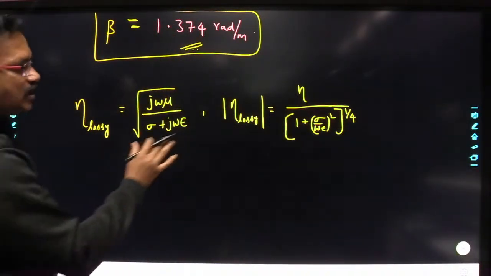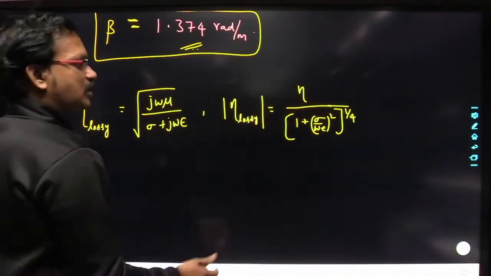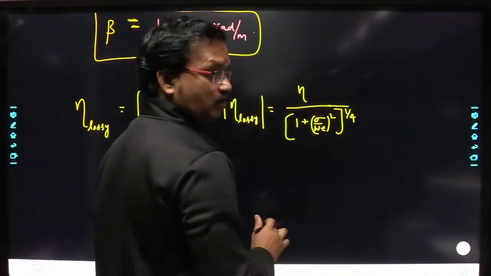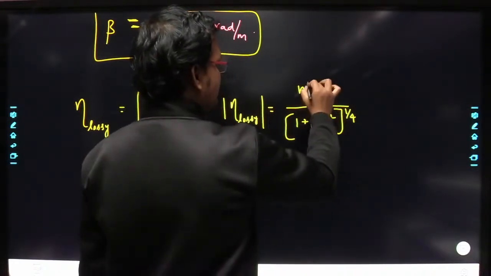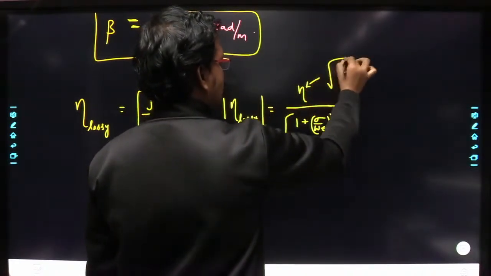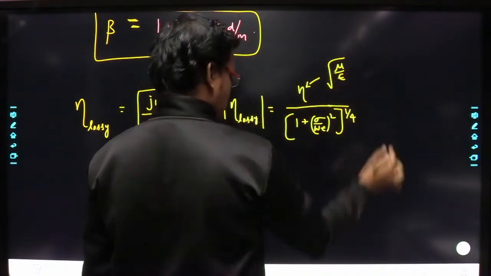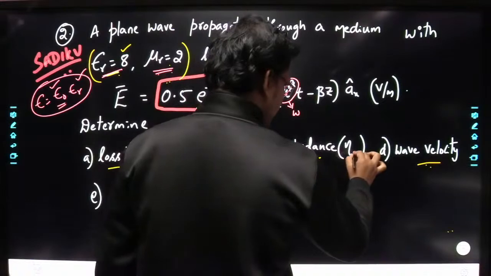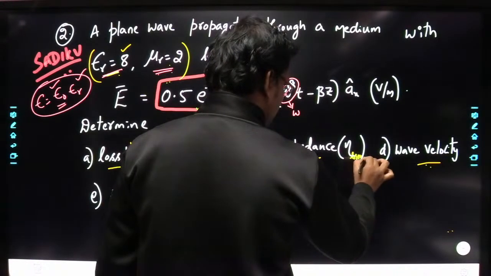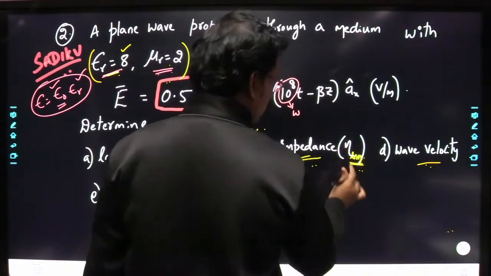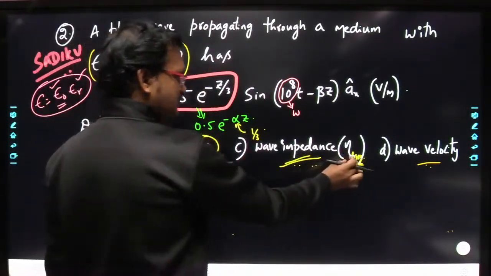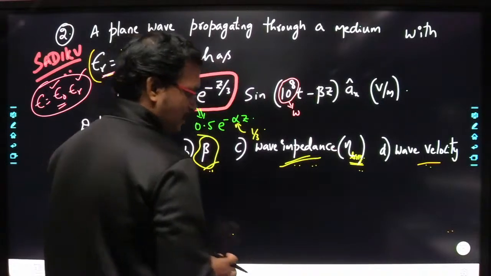Okay, so eta lossy magnitude is nothing but what? Eta divided by (1 plus (sigma by omega epsilon) whole square) whole to the power of 1 by 4, where this eta is nothing but square root of mu by epsilon. Okay, so in the problem here, you can represent here eta lossy, right? So generally in books they don't mention the subscripts and all. So in order to make you understand, I am writing these subscripts, right? Okay.